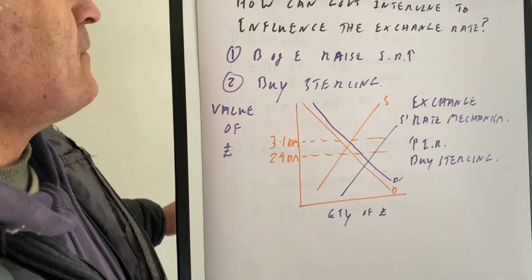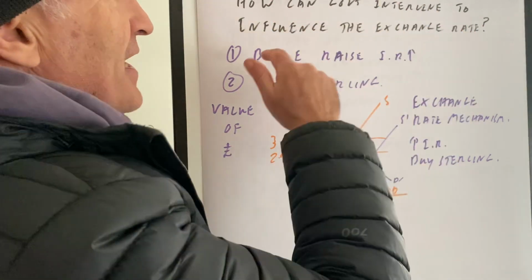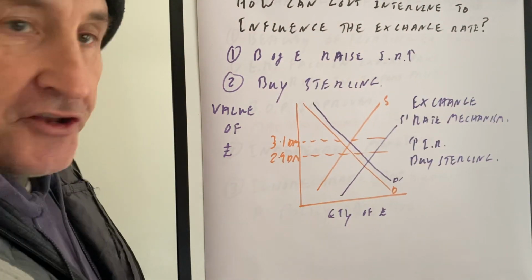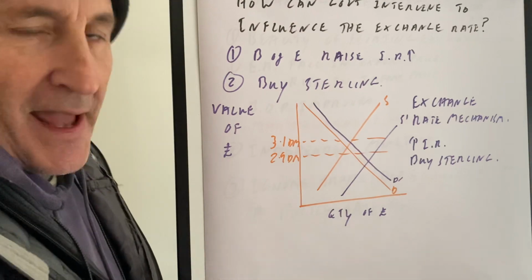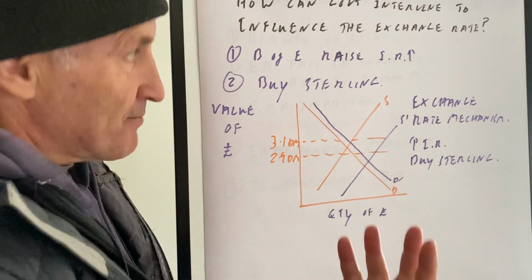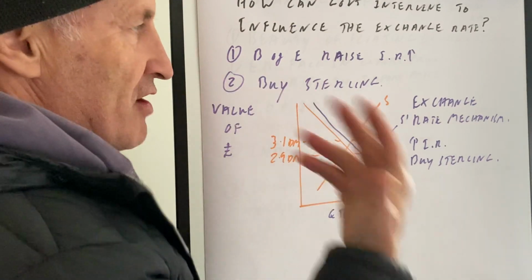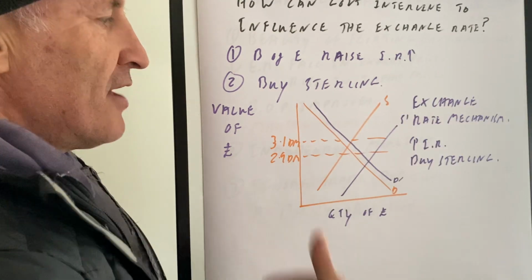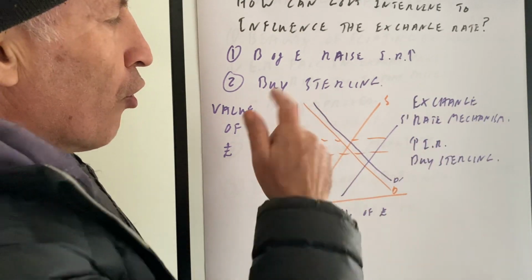Okay. How can the government intervene to influence the exchange rate? It's a line from the syllabus. The Bank of England, is that the government? No, okay, it's the Bank of England that could raise interest rates. Hot money would come into the UK, therefore the exchange rate would go up.